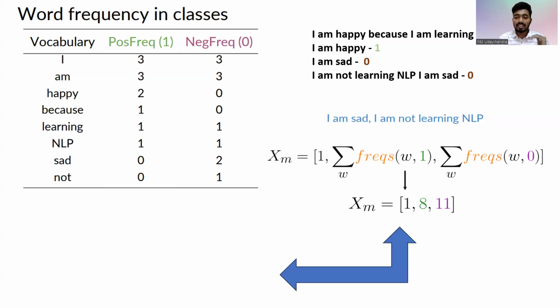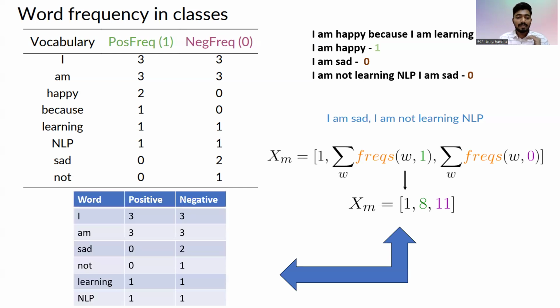Let me give an example. Suppose you take the sentence: I am sad, I am not learning NLP. How many unique words do you have here? I, am, sad, learning, NLP, not. These are the different unique vocabularies in this sentence. Now, how can you convert this sentence into a numerical array, a numerical form?